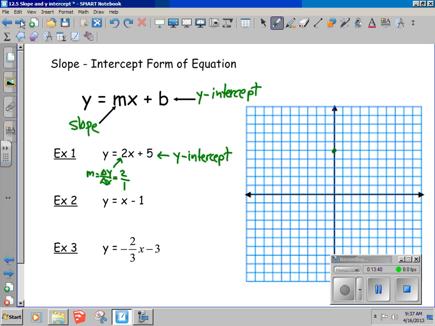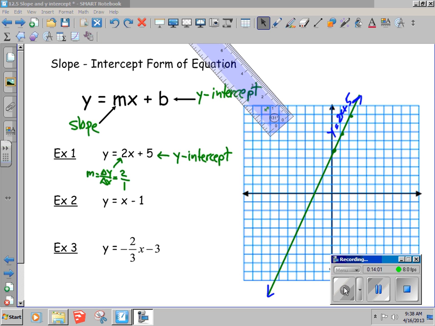What can I do from here to get another point on the line? Rhea? Up 2, left 1. Up 2, left 1. And I always do an extra one just to get a nice solid line. I can draw that in, and that's my line. Go ahead and do that.